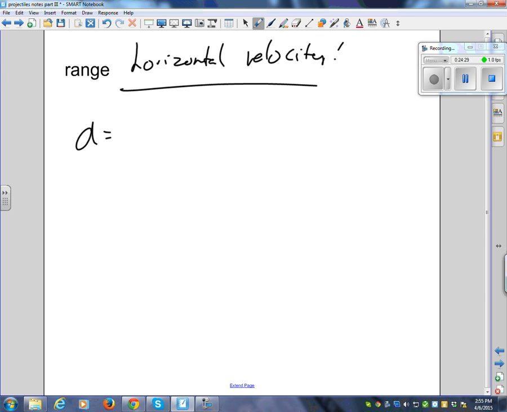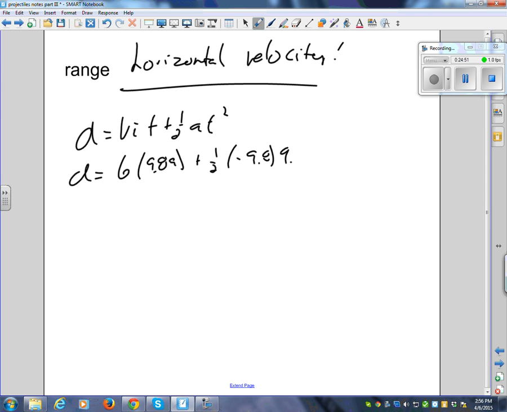Here's the classic mistake that everybody makes. Don't write this down. People write D equals, they give the initial component, 6. They get that right. They do the right time, 9.89. And then they do 1/2 times minus 9.8 times 9.89 squared. What mistake have I made? That's not the right acceleration. This is a horizontal speed, this is a vertical acceleration, and you cannot mix them.